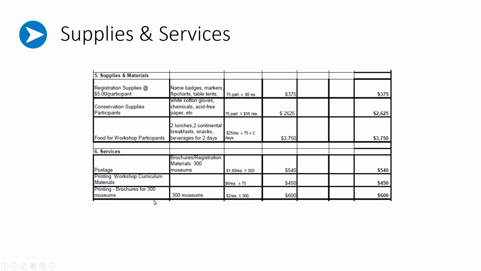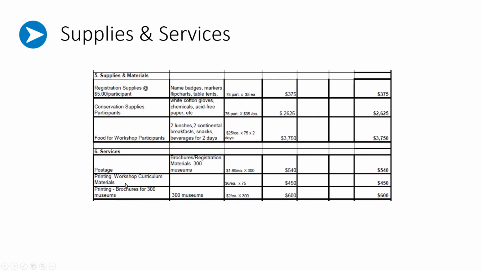Looking at services, postage was considered a service in this particular grant. Sometimes postage is considered a supply. It just depends on how they want you to categorize it. But postage for mailing brochure registrations, marketing the workshop, it's going to be $1.80 each times 300.